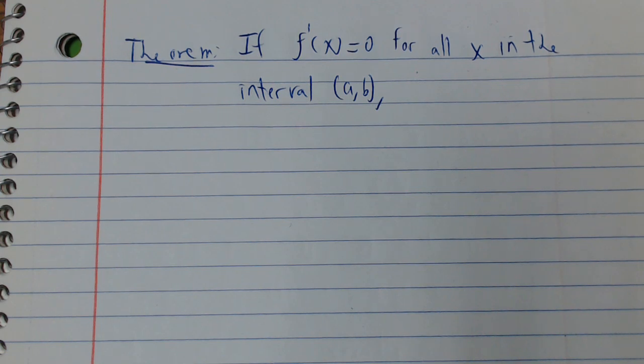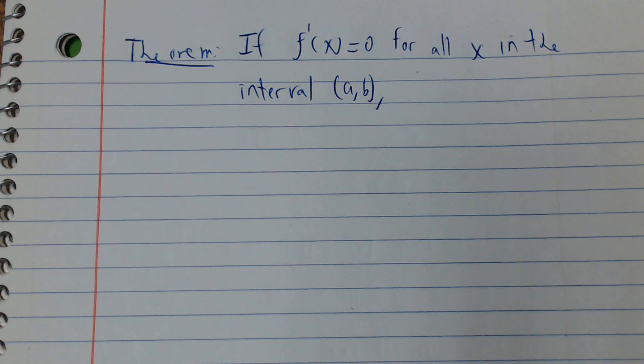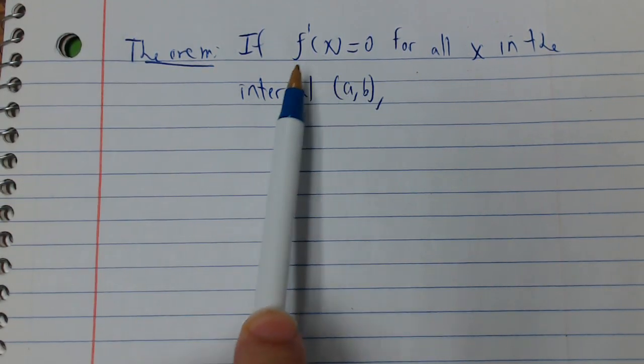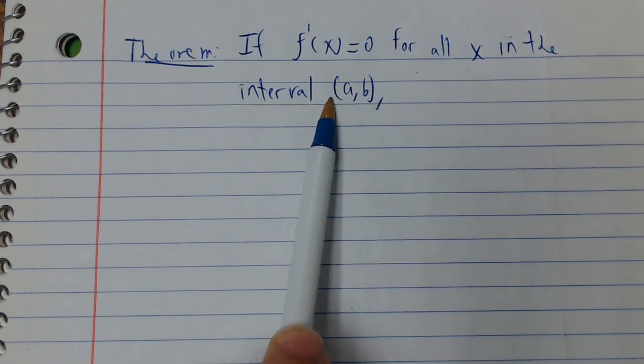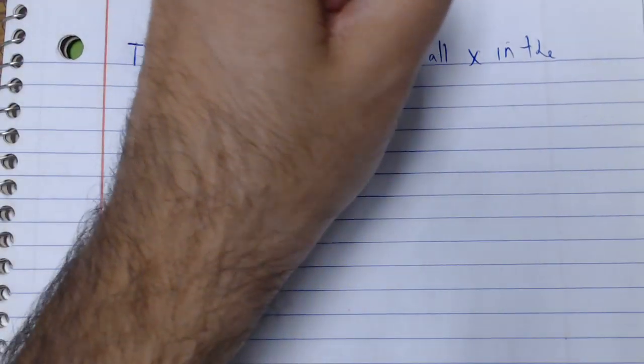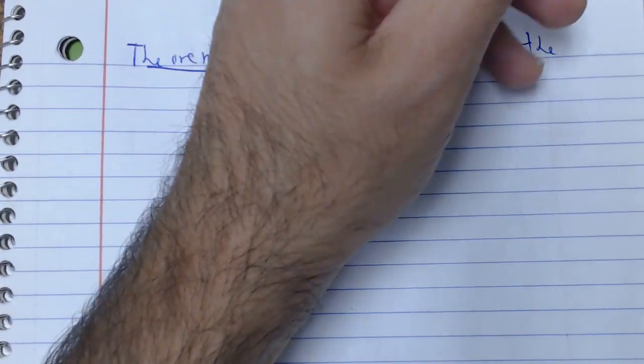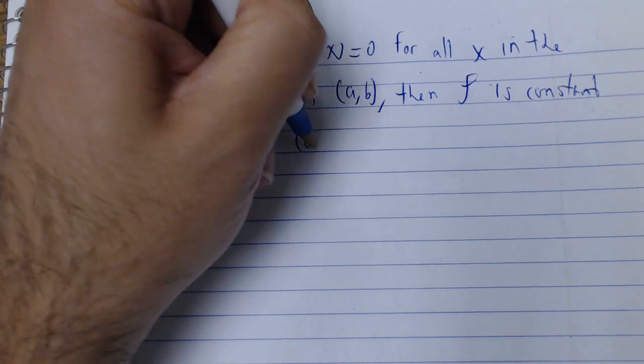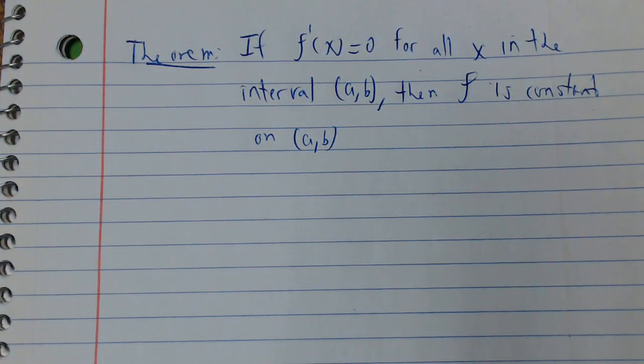In fact, you could probably make sense of this. Think about what this is saying. If the derivative of f is always 0 for every number between A and B, what must that mean? What kind of function do I have? Then what must f look like? If the slopes of my tangents are always 0, what does that mean? Then my function has to be a horizontal line, or it's a constant. So this is saying that f is constant on the open interval.